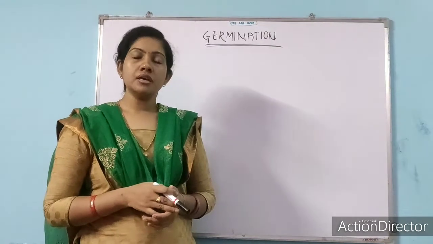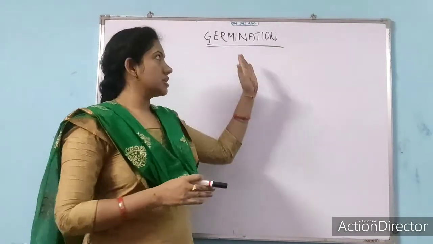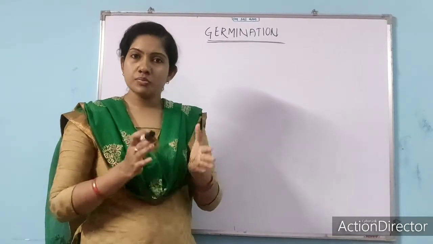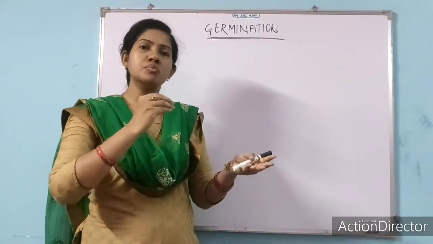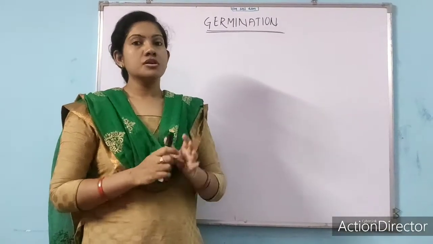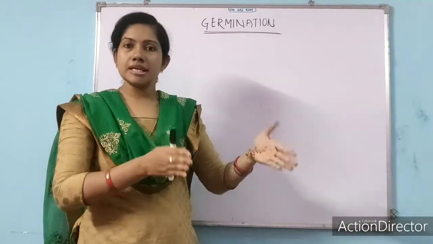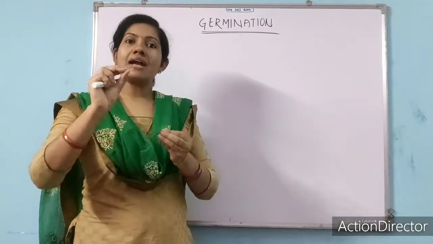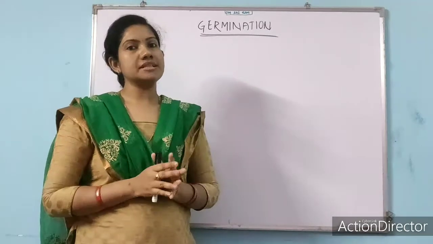Of a seed. Okay, so now we discuss germination. So what is germination? Germination is a process of formation of a small plantlet from a seed. This is the simple definition of germination. It is the process by which a small plantlet will form from a seed.